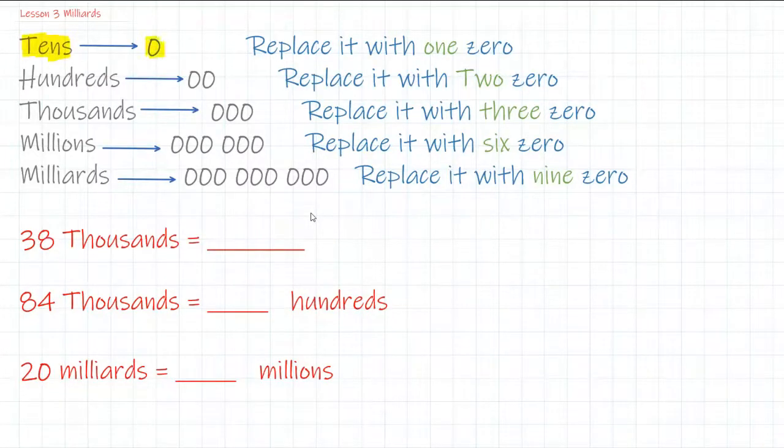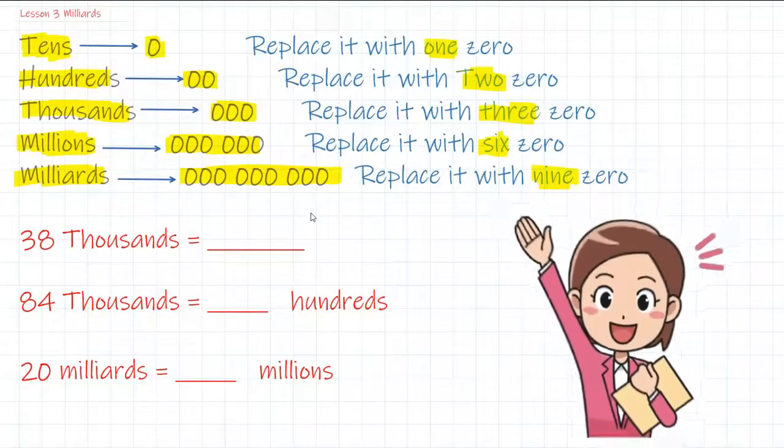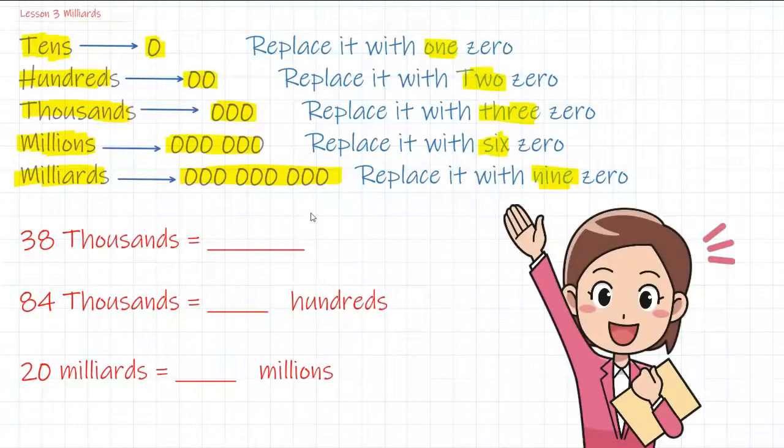Okay, now you have to pay attention to this word. Tens, replace it with 1 0. If you see tens, replace it with 1 0. If you see hundreds, replace it with 2 zeros. If you see thousands, replace it with 3 zeros. And if you see millions, replace it with 6 zeros. And if you see milliards, replace it with 9 zeros. Okay, let's see this exercise to get the meaning of that.